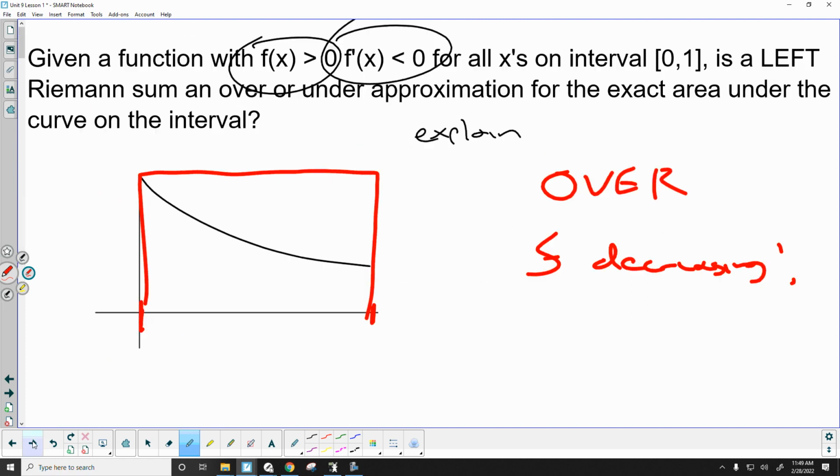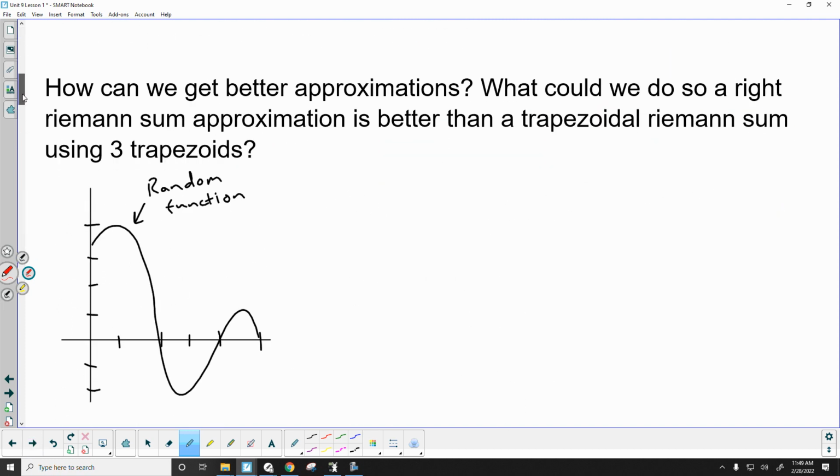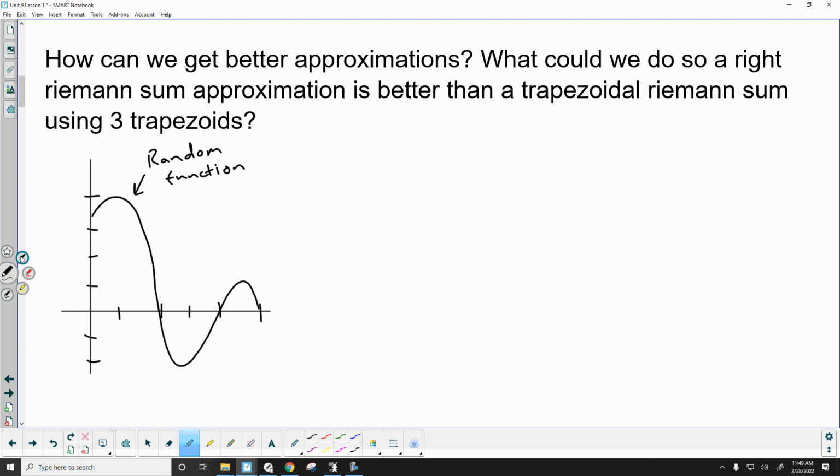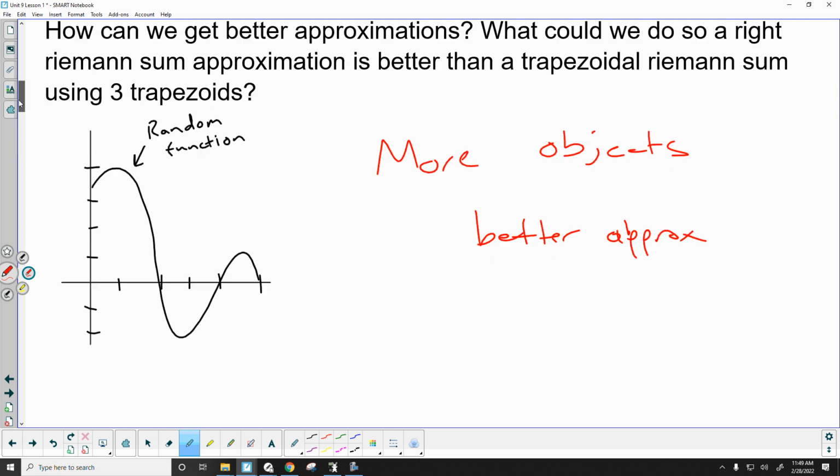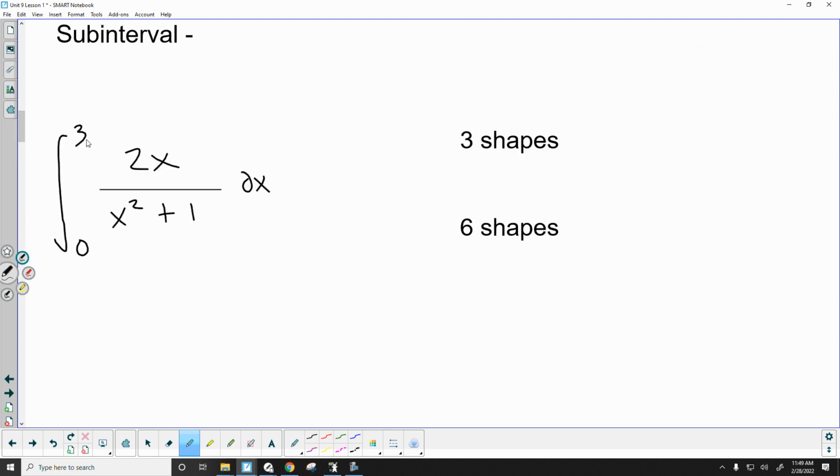So this is very important. It's not about the accuracy of each individual Riemann sum. It's not about lefts being better than rights or trapezoids being better than this or midpoints being better than this. It's the fact that for any of them, more objects, better approximation. For example, 0 to 3 using 3 shapes is not going to be as good as 0 to 3 using 6 shapes.